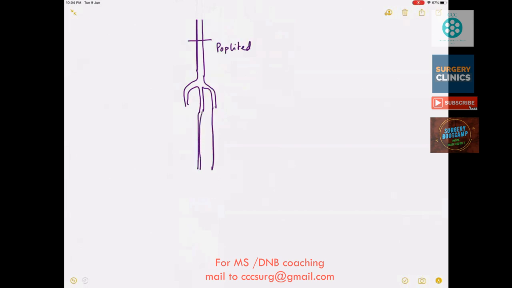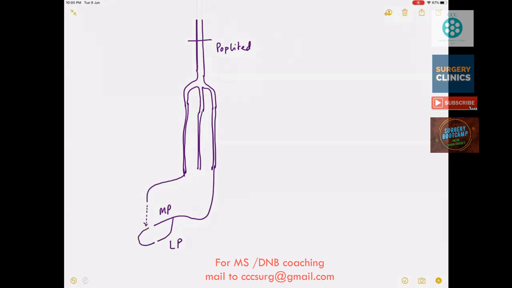anterior tibial, posterior tibial, and finally peroneal. And then remember, posterior tibial will divide into a lateral plantar and a medial plantar, whereas the anterior tibial will continue as the arteria dorsalis pedis, will join as an arch.